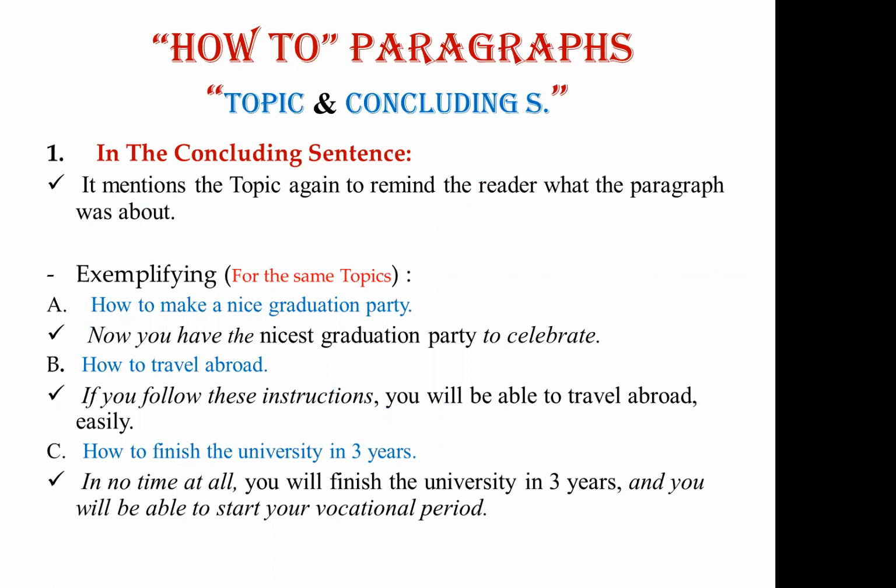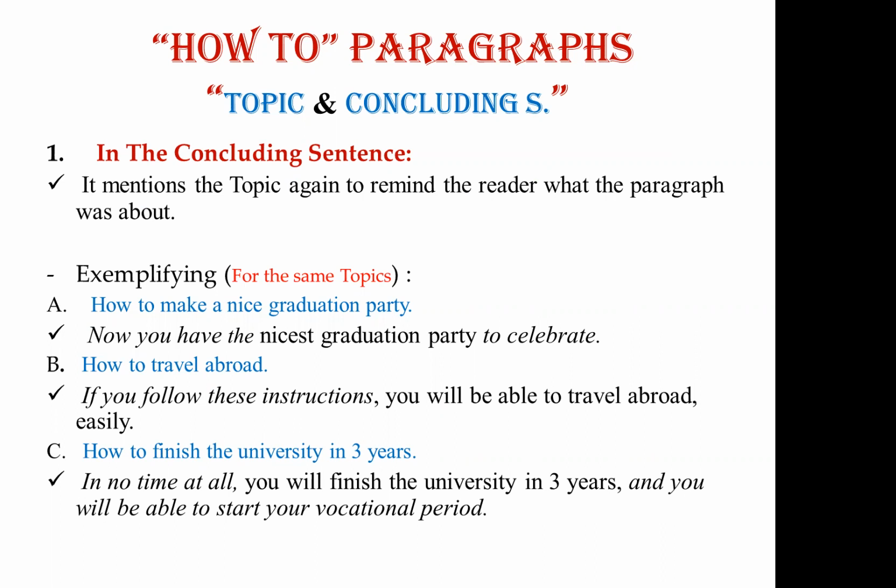In the concluding sentence, we discussed the topic sentence, and we said that the topic mentions the topic. Right now, we'll be talking about the concluding sentence. The concluding sentence mentions the topic again to remind the reader what the paragraph was about. So it just reminds you that we were talking about giving instructions about this specific topic.